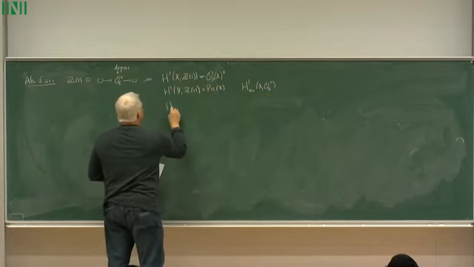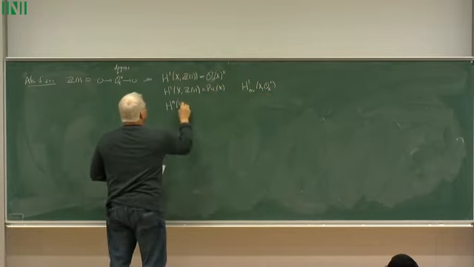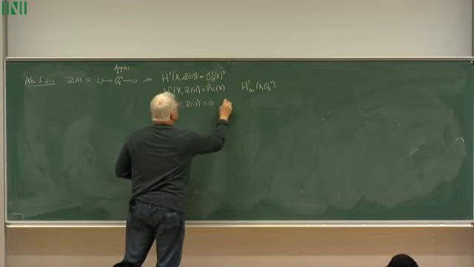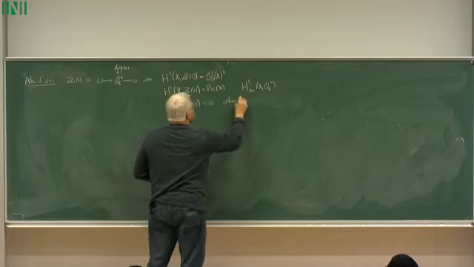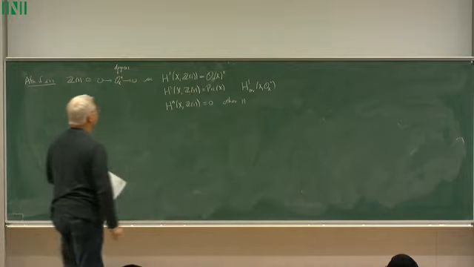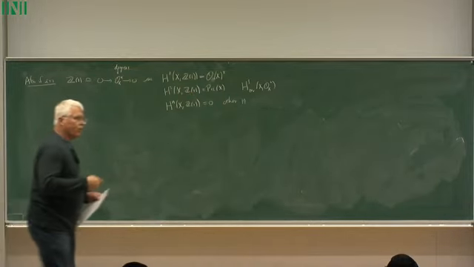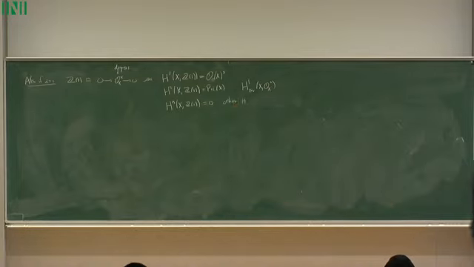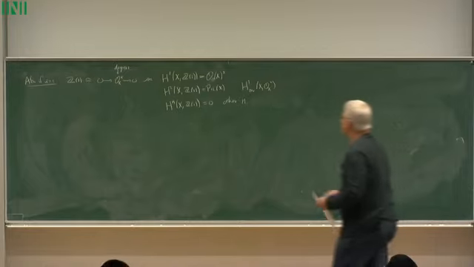And H^n of X with coefficients in Z(1) is equal to 0 for other n. So we understand what Z(0) is, we understand what Z(1) is. We really don't understand any of the other Z(i)'s except for the connection with Chow groups.